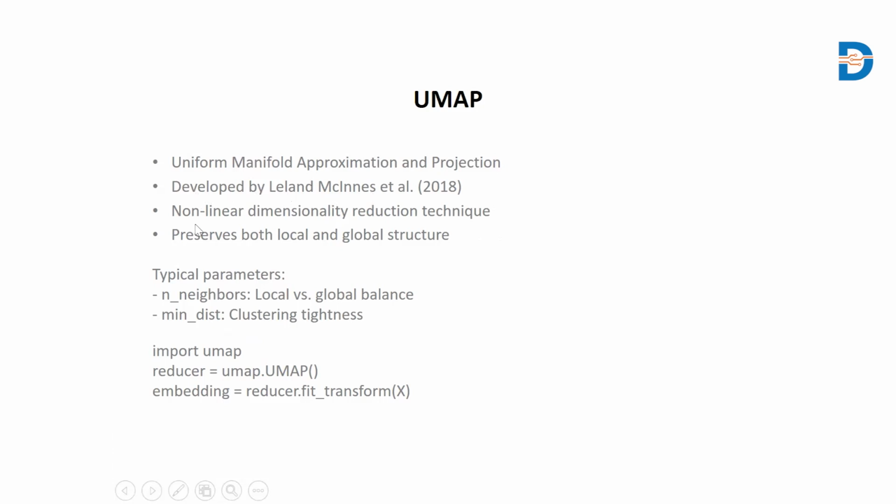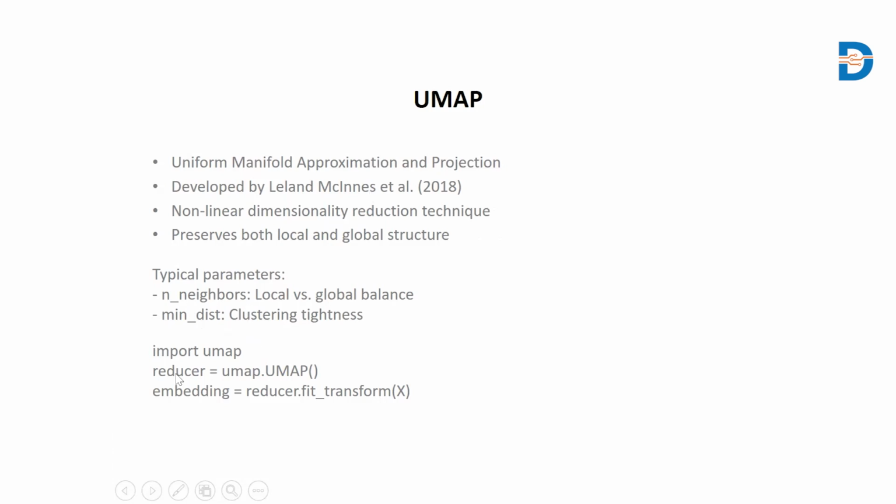It is a nonlinear dimensionality reduction technique. It works on nonlinear data and preserves local and global structures. For this technique, we use parameters like n_neighbors, which holds the local and global balance, and min_dist, for the clustering tightness. These are the two parameters we apply for this technique.